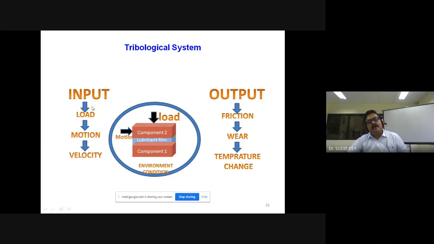And here the inputs are load and also the motion, and when there is motion, there will be velocity. In case of output, it will be the friction, which will be subjected to wear. When friction and wear occur, there will also be some variation of temperature. Now, when the temperature varies, definitely the viscosity of the intermediate lubricant will also change. How will it change in the entire domain? That's the question.